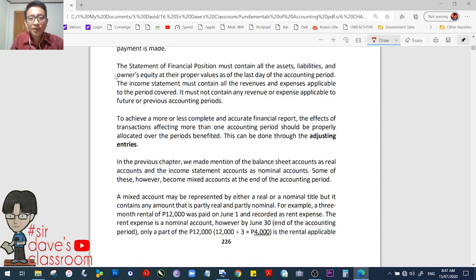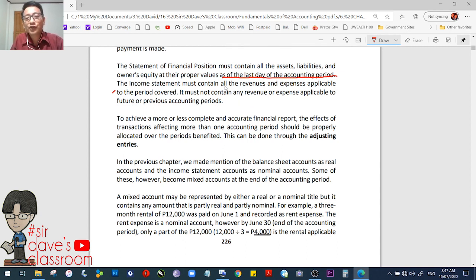The statement of financial position must contain all the assets, liabilities, and owner's equity at their proper values as of the last day of the accounting period. The income statement or the statement of profit or loss must contain all revenues and expenses applicable to the period covered. Sa balance sheet or statement of financial position, lahat lang ng assets, liabilities, and equity or proprietorship as of the last day of that period. Sa income statement or the statement of profit or loss, lahat lang ng revenues and expenses applicable to the period. Yun lang dapat ang kasali dun sa mga statements na yon.